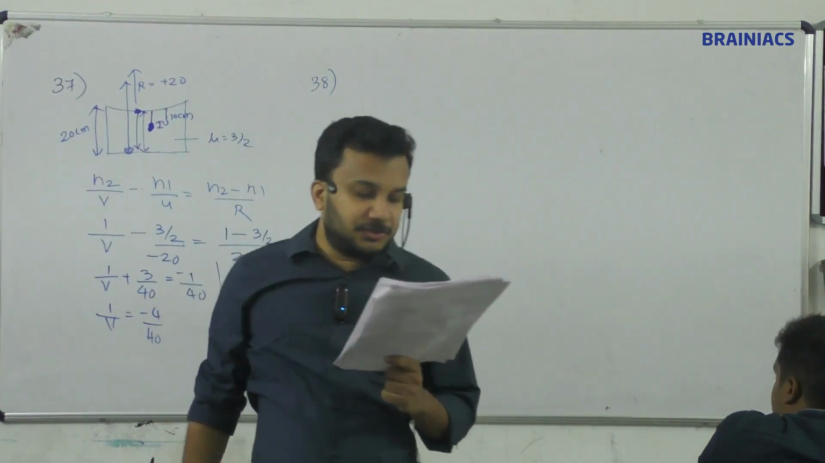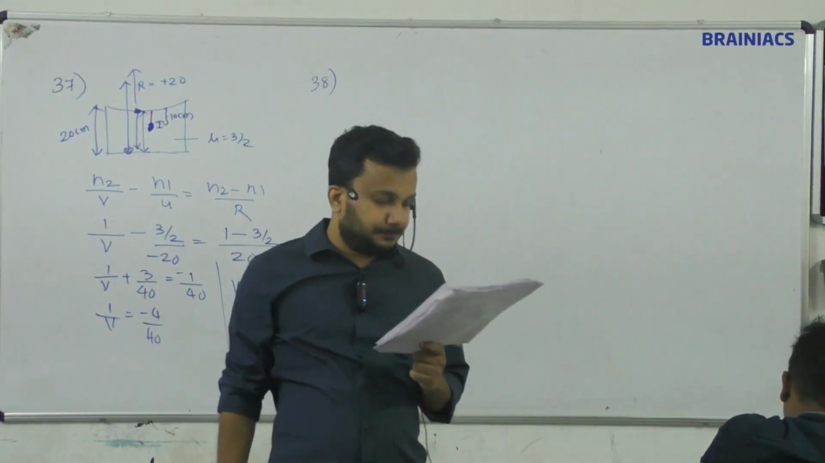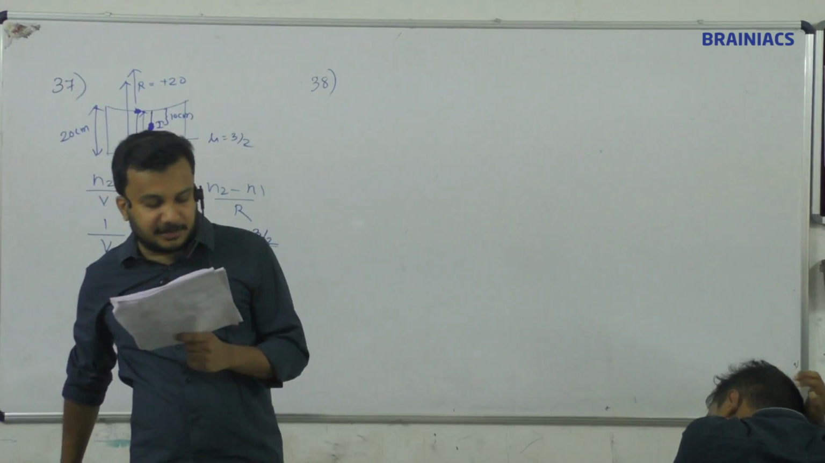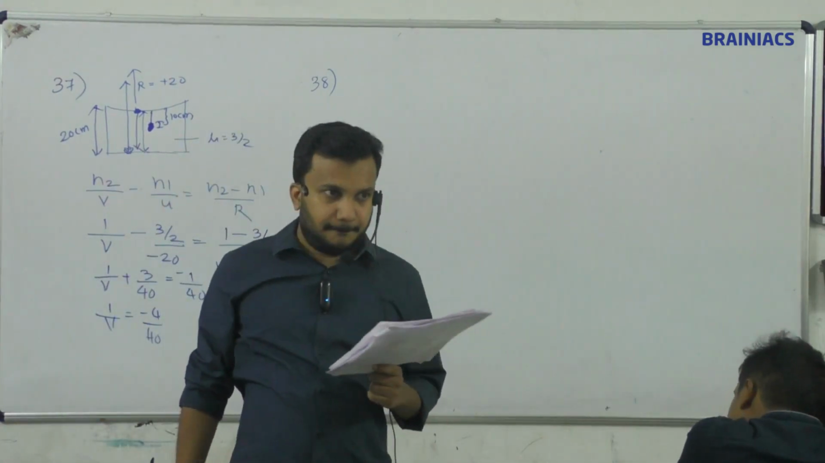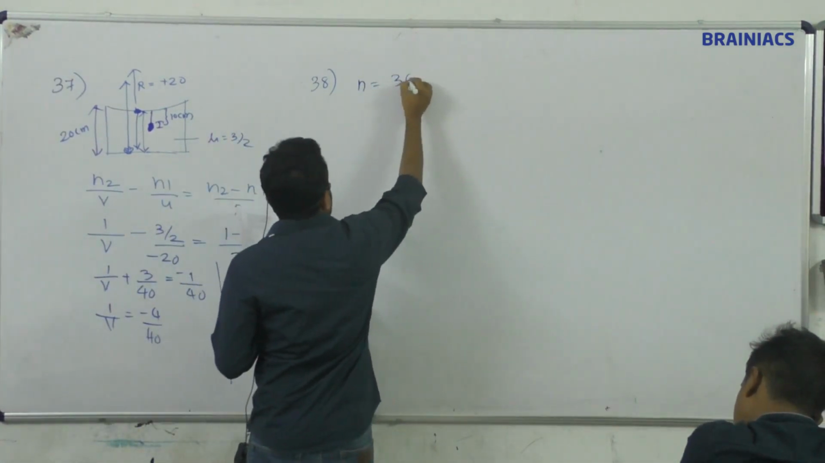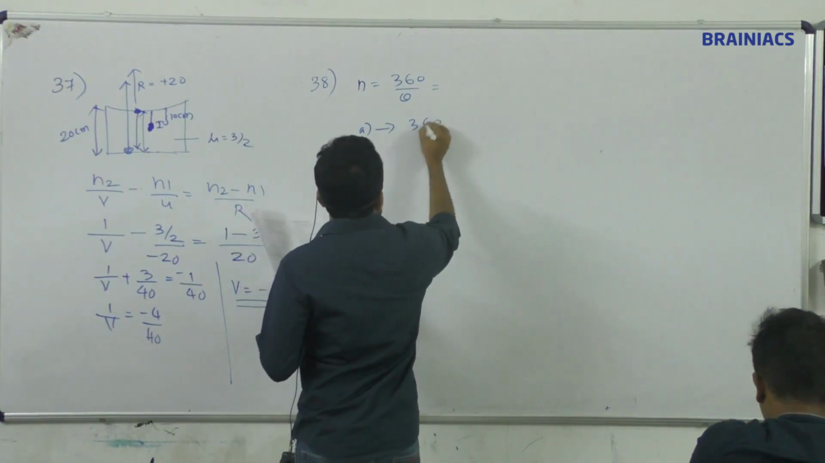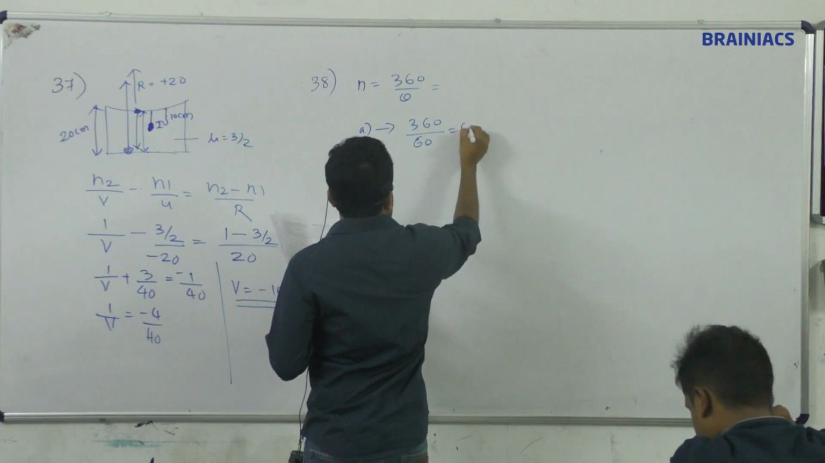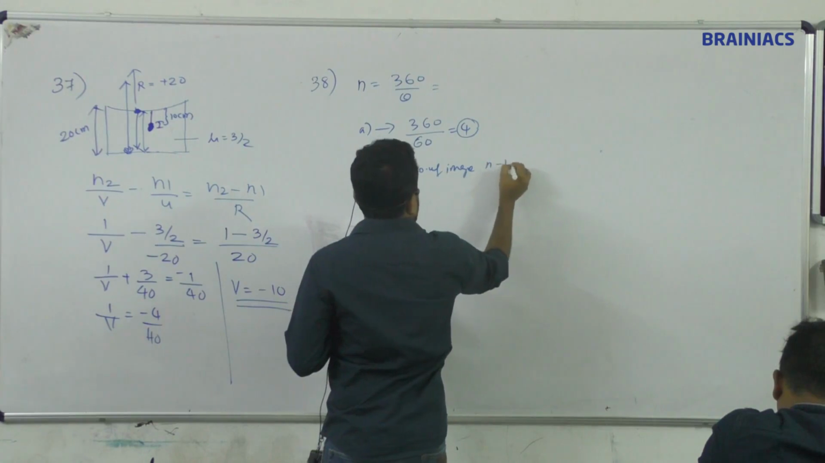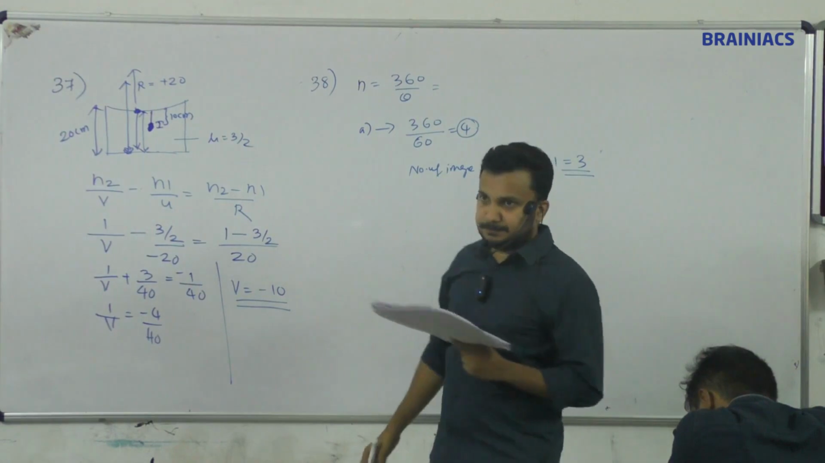To get 3 images of a single object, one should have 2 plane mirrors at an angle of what? Two plane mirrors placed at what angle will give you 3 images? The number of images formed n equals 360 divided by theta. If theta equals 60 degrees, for example the first option, then 360 divided by 60 is 6. So the number of images is n minus 1, 4 minus 1, which is equal to 3. So option A is the right answer.